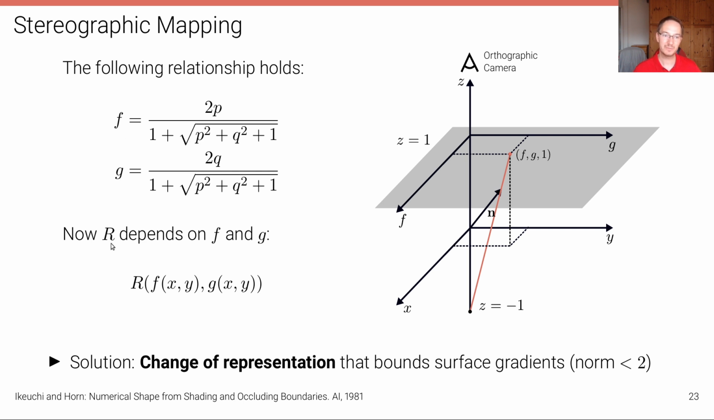Now, compared to before, R depends on f and g. So we have a reflectance map R that depends on f and g, which in turn are functions of x and y. Remember, we are working in the normal space here, but of course we have an f and a g for every pixel location x, y. Often we ignore these dependencies just for notational simplicity, but let's keep in mind that these dependencies are there, and f and g are in this stereographically mapped gradient space, this normal space, and xy is the image domain.